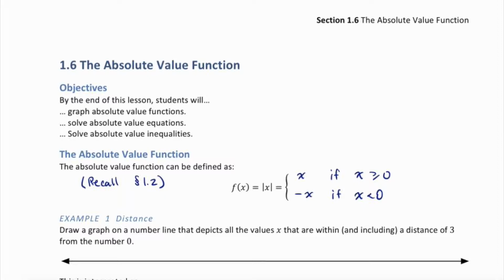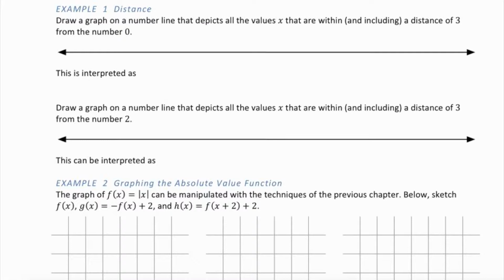Now let's look at some examples. Example 1, distance. Draw a graph on a number line that depicts all values of x that are within and including a distance of 3 from the number 0. So let's start by sketching in some key places on our number line. We are looking for all values of x that are within and include a distance of 3 from the number 0.